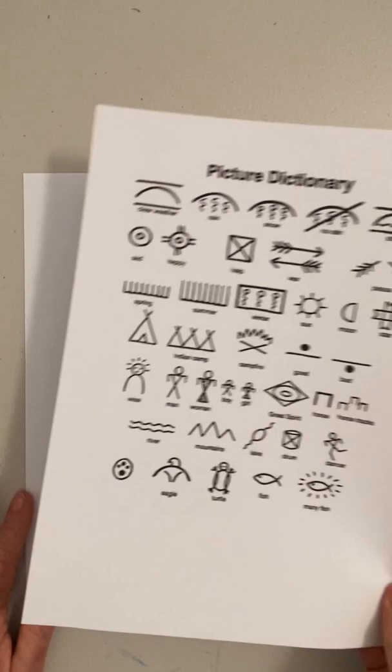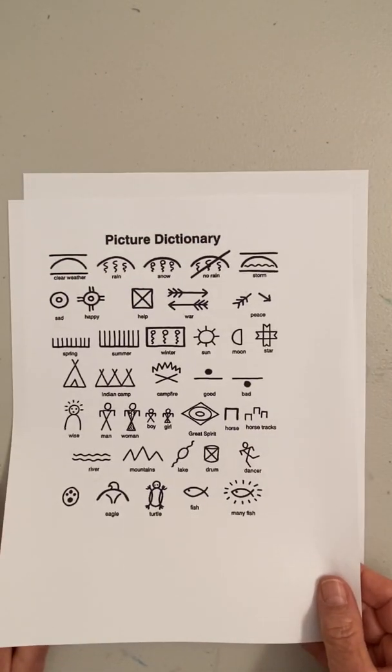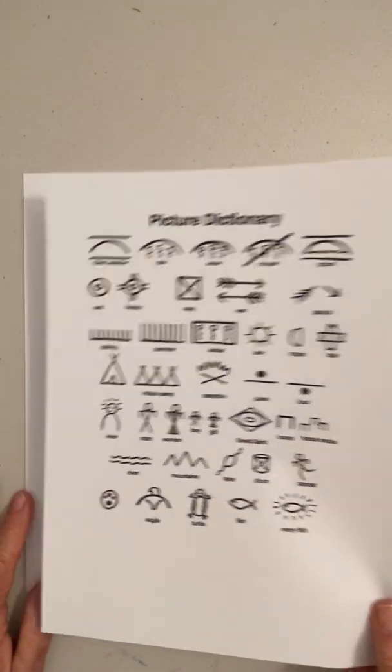Good morning, second graders. This is the video on how I show you how to use Native American symbols on an animal skin. Of course, we're not going to use the real animal skin, but these are the Native American symbols that they use to do their stories. And we're going to use some of those symbols to create a story on our animal skin.